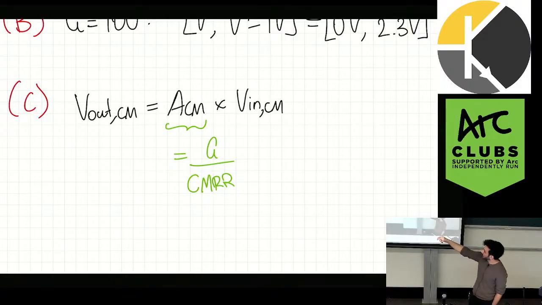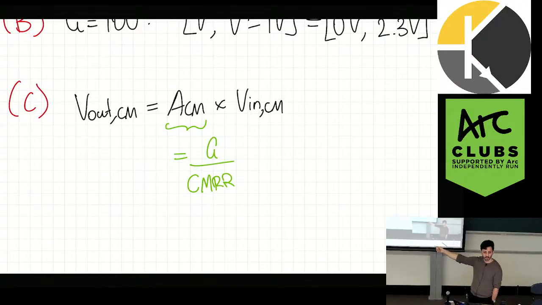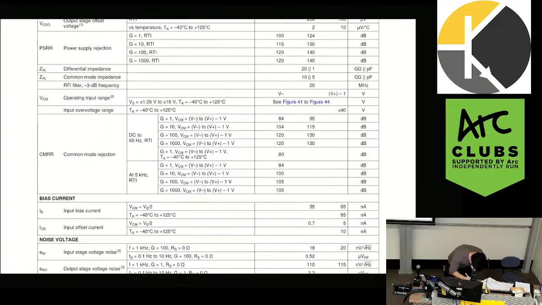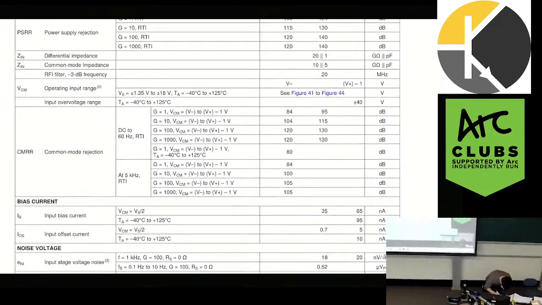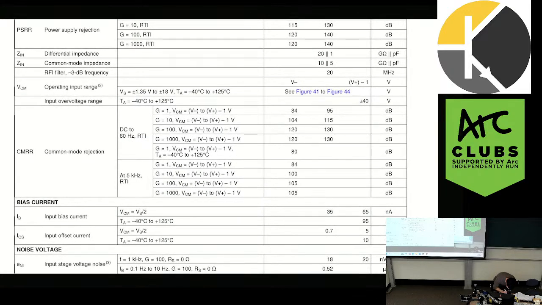A very high common mode rejection ratio is good or bad? Good, right? The higher the better. Ideally, I'd want ACM to be 0, so an infinite rejection ratio. In reality, that's not true. It has a small but prevalent common mode rejection ratio. So again, we go back here. So for the common mode rejection ratio, I think it was a 60 hertz or 50 hertz signal, so 60 hertz is close enough. And we have a gain of 100.